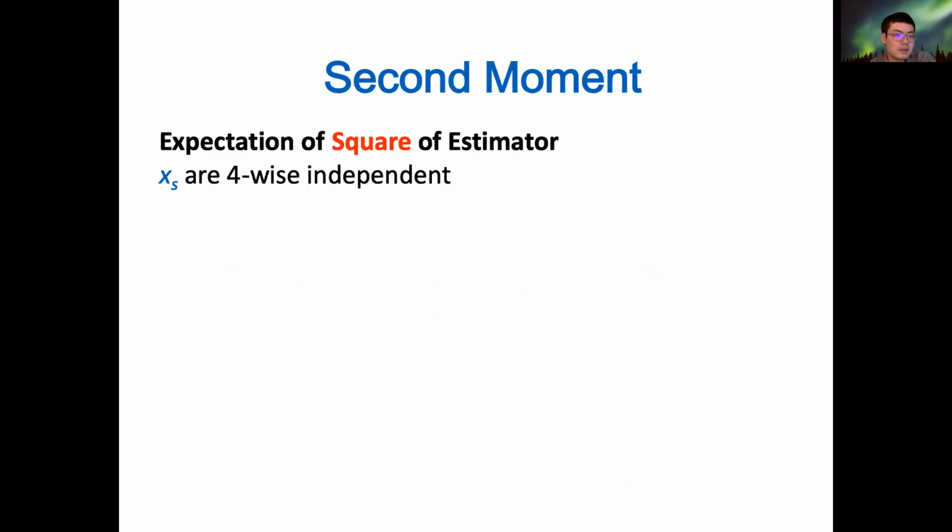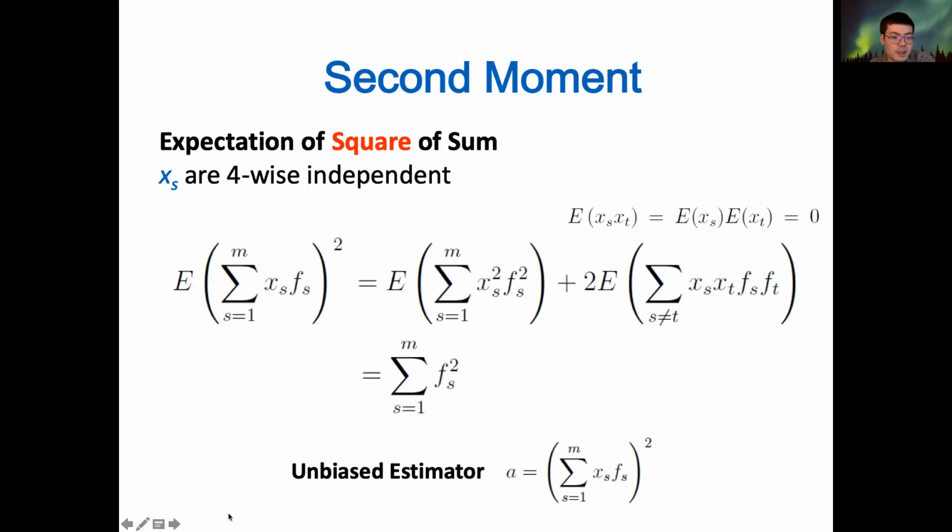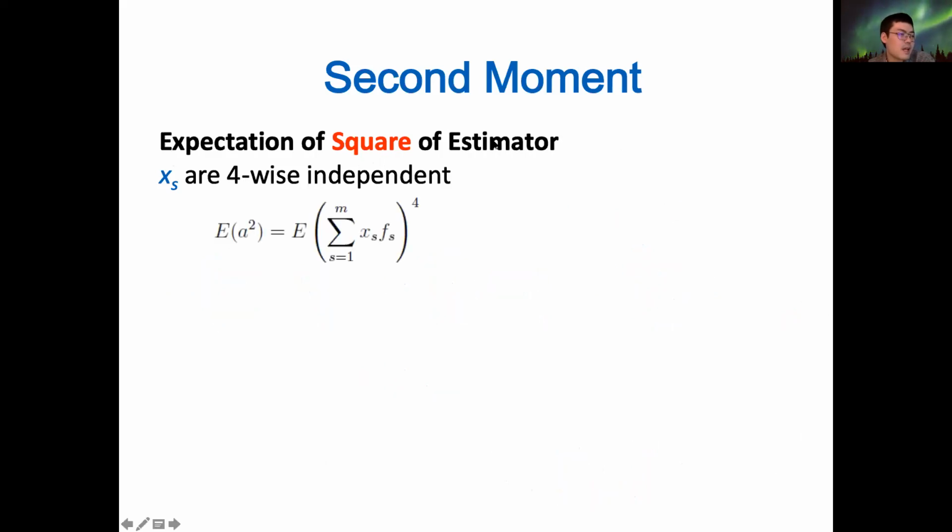Now let's first consider the expectation. It's more complicated now. Keep in mind that A itself is a summation squared. The estimator A is the square of the sum. We are now doing the square of A, which is the square of a square sum, so it's to the power 4. It's 2 times 2. That's exactly why we need to use 4-wise independent hashing. You will see how this is useful here.